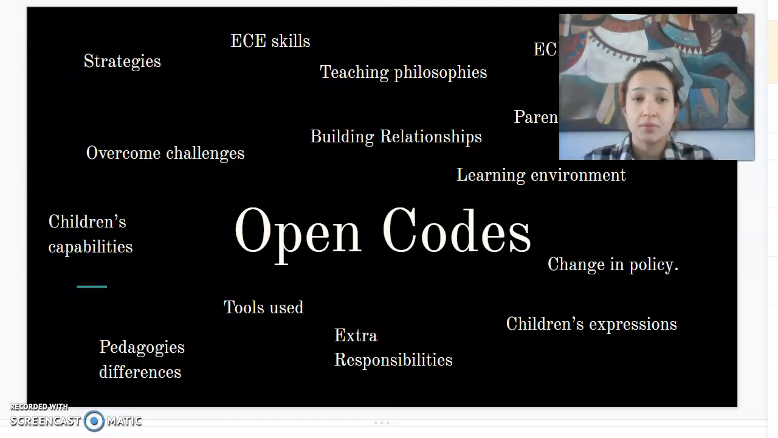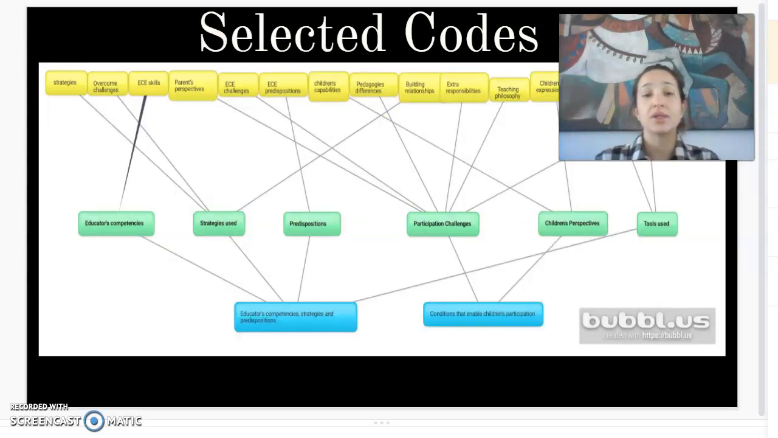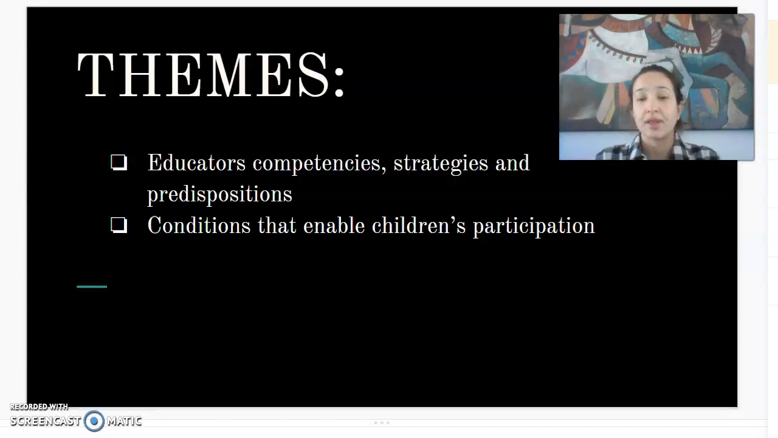So I started with my open codes. I ended up with almost 15 codes. You can see them on the screen. Then my second stage of the grounded theory method was the axial codes. I ended up with 6 axial codes that allowed me to achieve my 2 major themes. My 2 major themes were educators' competencies, strategies and predispositions, and conditions that enable children's participation.